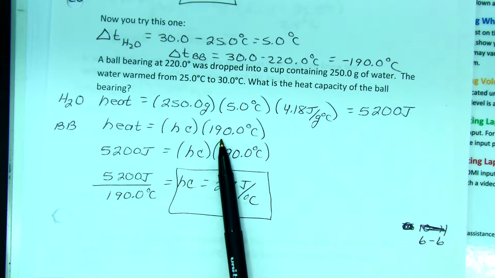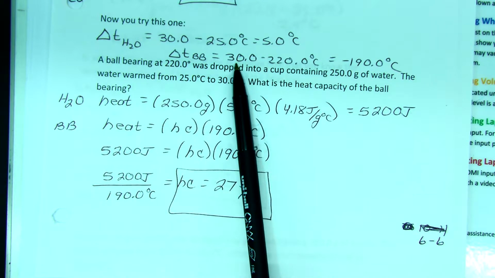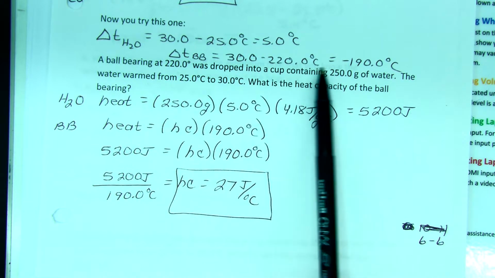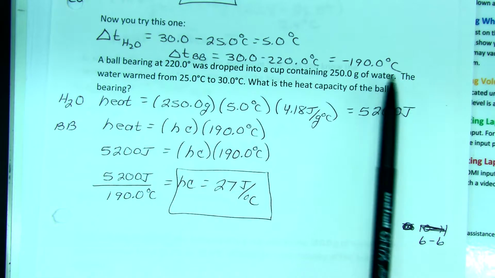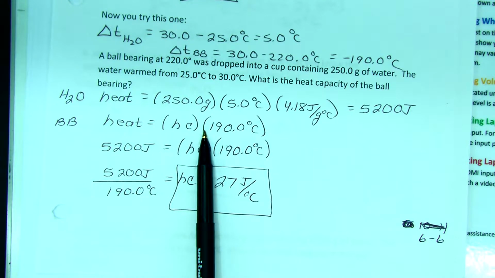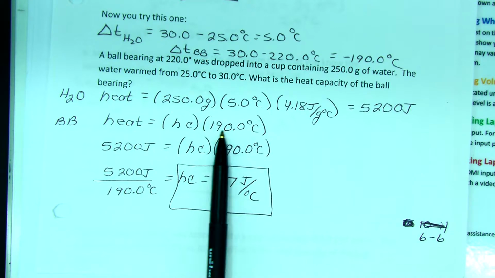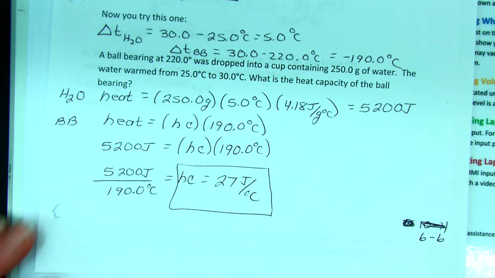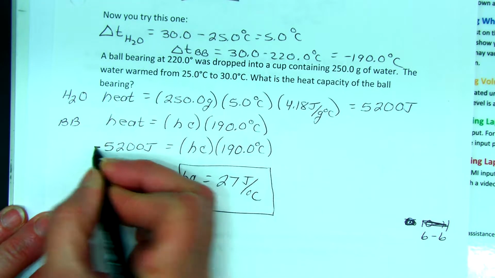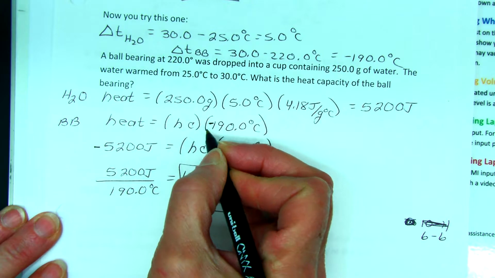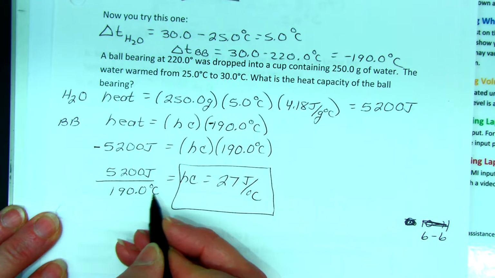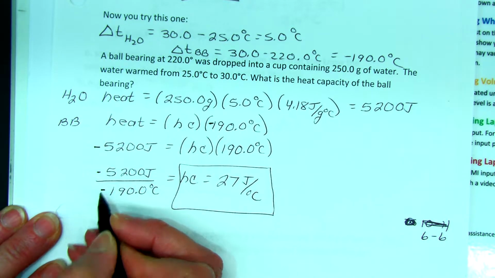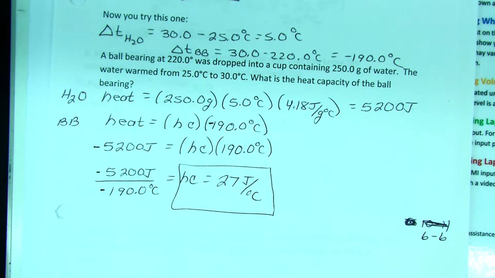The 190 comes about from the final temperature, 30, minus the initial, which is negative 190. Now you notice I kind of slipped a sign here because I was looking at the absolute value. So it should be negative. And then we put that negative sign in here. And we get 2 negatives, so we end up with a positive heat capacity, 27 joules per degree C.